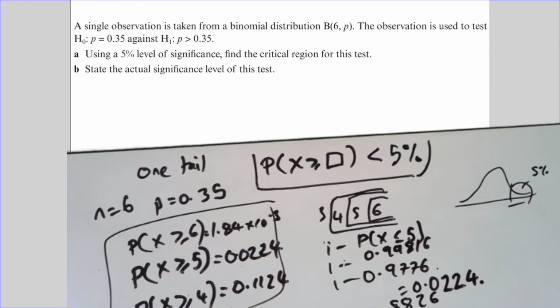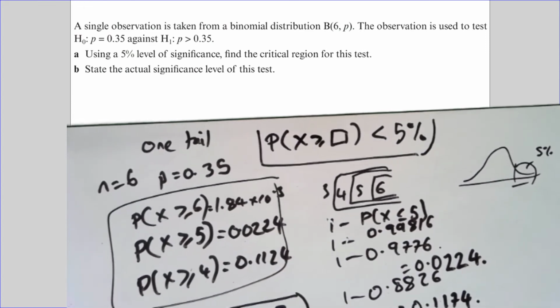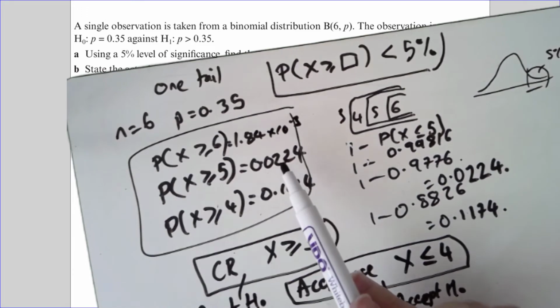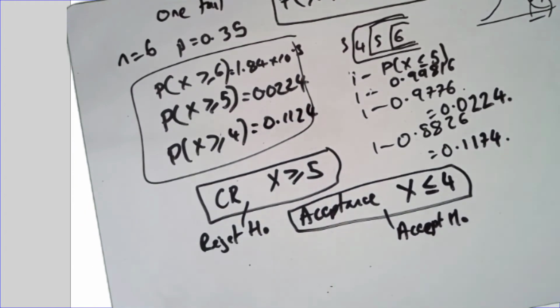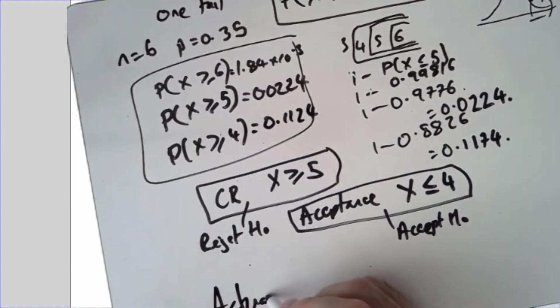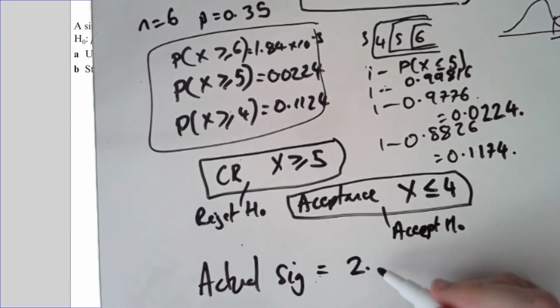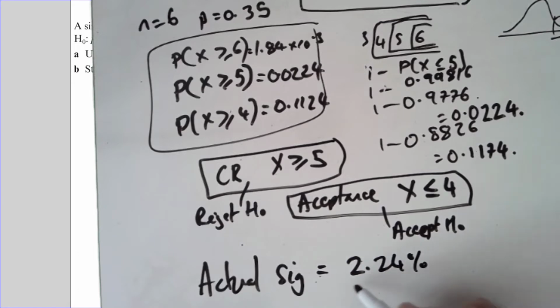If we have a look at the last bit of the question, state the actual significance of this test. The actual significance, which is why it's worth writing these down, is 2.24%, because that is the actual size of our critical region.